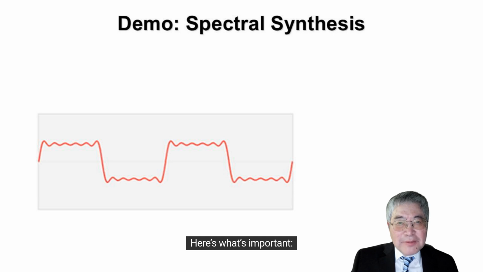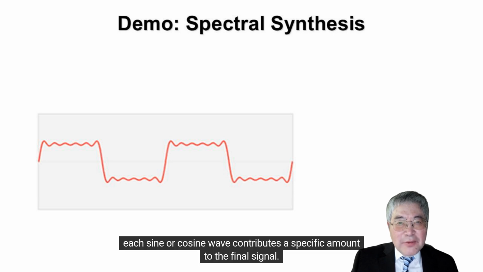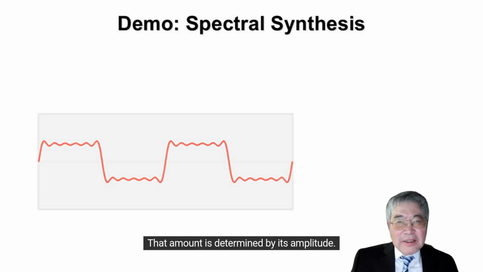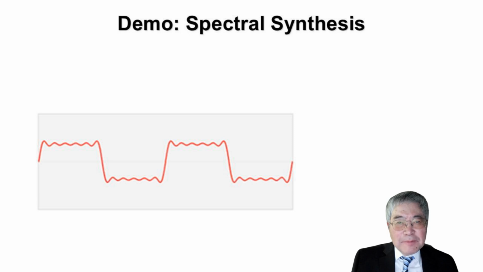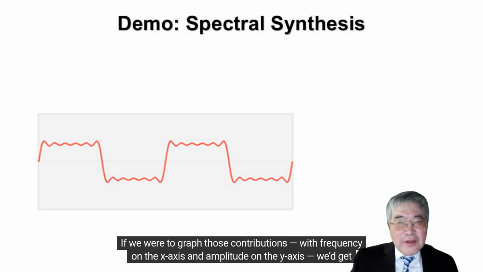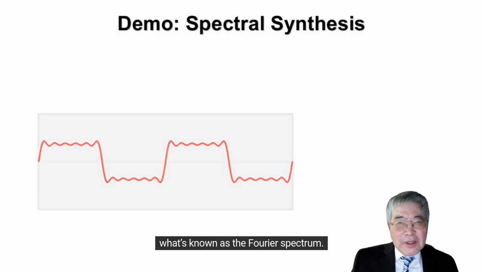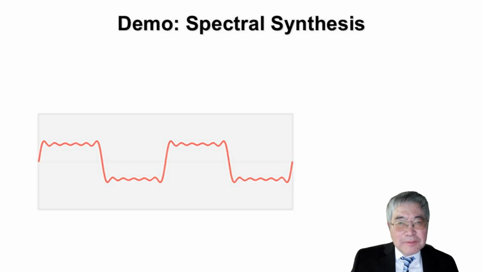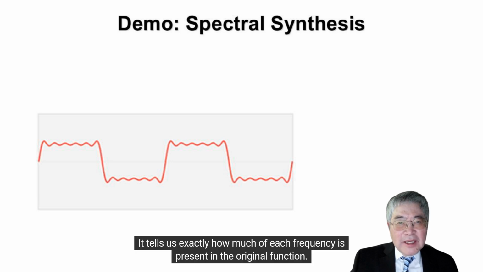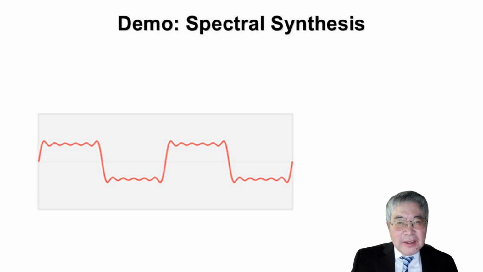Here's what's important. Each sine or cosine wave contributes a specific amount to the final signal. That amount is determined by its amplitude. If we were to graph those contributions, with frequency on the x-axis and amplitude on the y-axis, we'd get what's known as the Fourier spectrum. Think of it as the signal's fingerprint. It tells us exactly how much of each frequency is present in the original function.